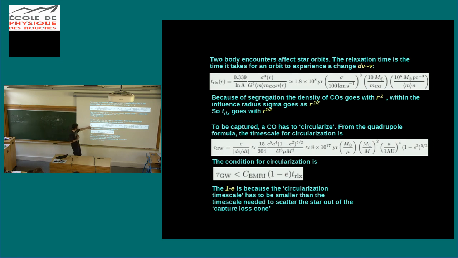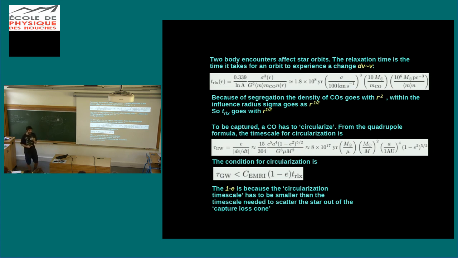Well, you can write the circularization timescale as e over de/dt, where e is the eccentricity of your capture orbit, which has this expression here, with dependencies on the masses, on the semi-major axis of the orbit, and on the eccentricity. And the condition to form an EMRI is that this circularization time is smaller than the relaxation time, multiplied by a constant of the order of 1 minus e.